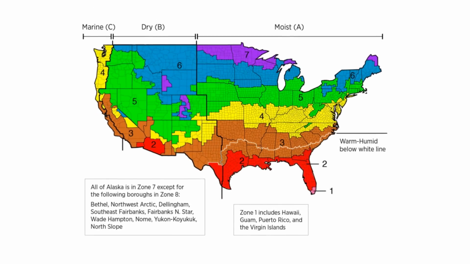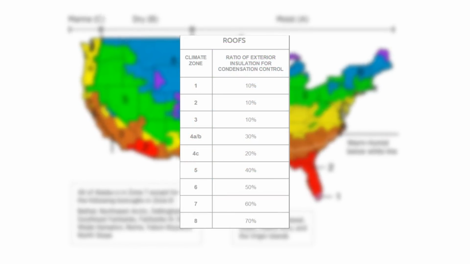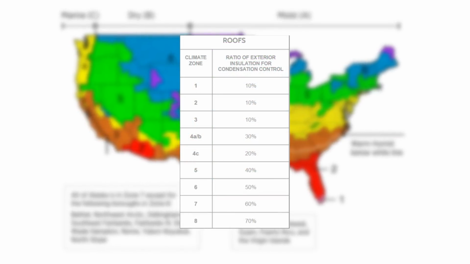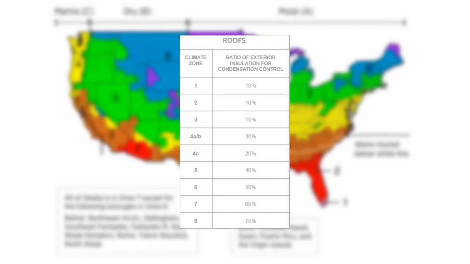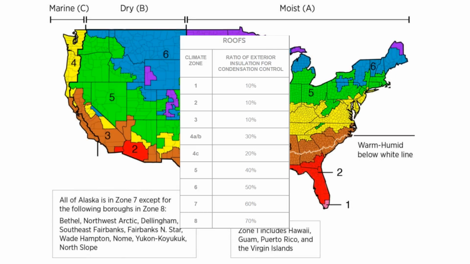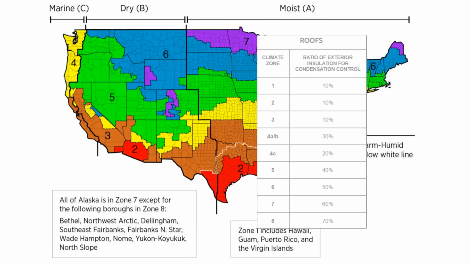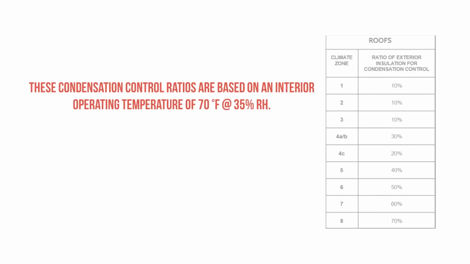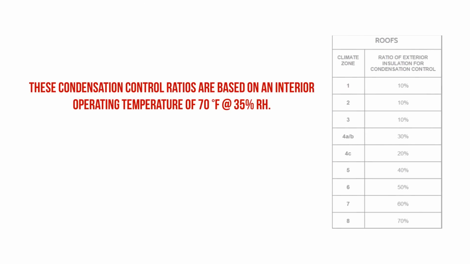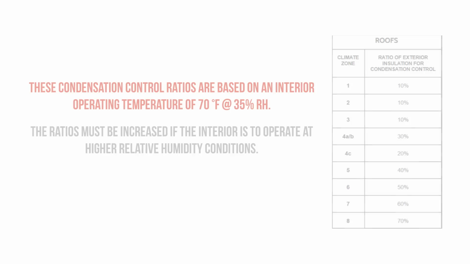In climate zones 1, 2, and 3, you need at least 10% of the total R value of the assembly to be installed as outboard insulation. Then in Climate Zone 4C, you need 20%, Climate Zones 4A and 4B, you need 30%, and the number just increases by 10% as the climate zone gets colder. This is assuming that the interior is operated at 70 degrees Fahrenheit at 35% relative humidity. Now obviously if you operate at a higher interior relative humidity, you need more outboard insulation to compensate for that.